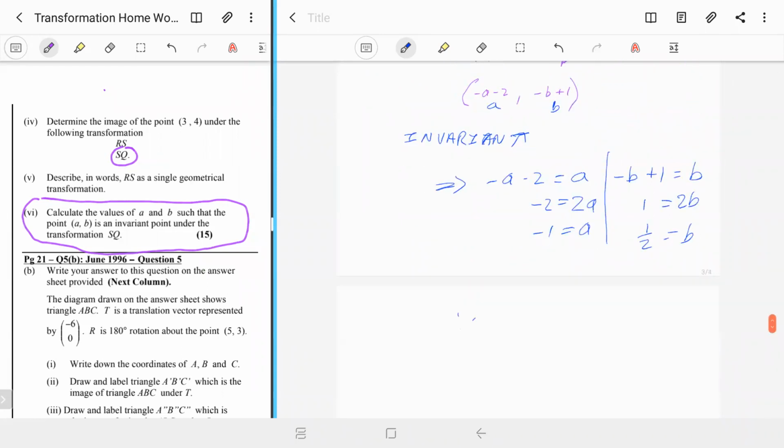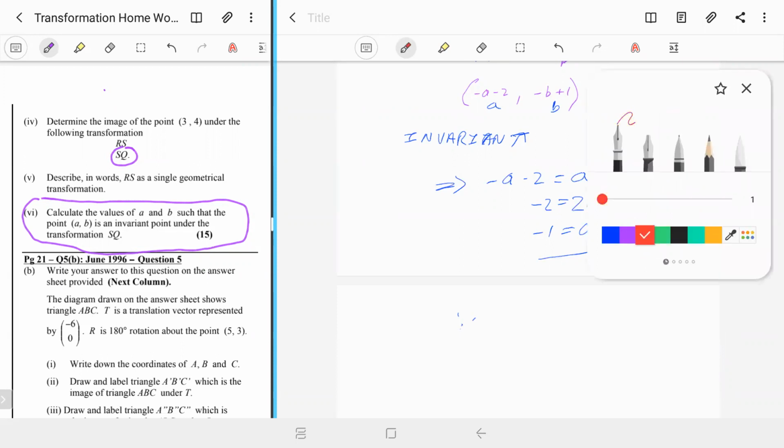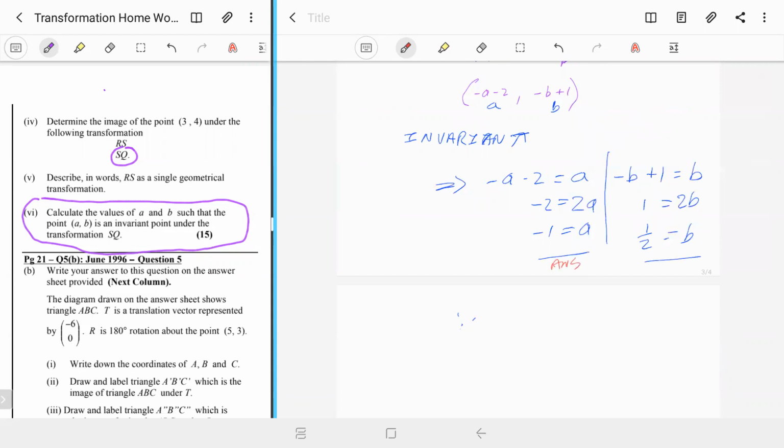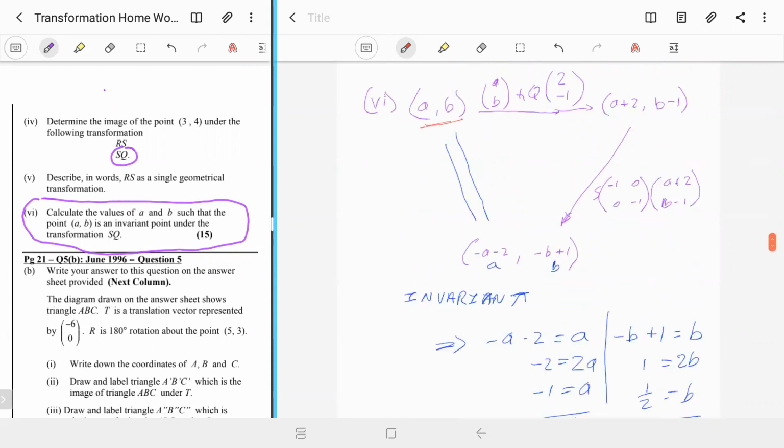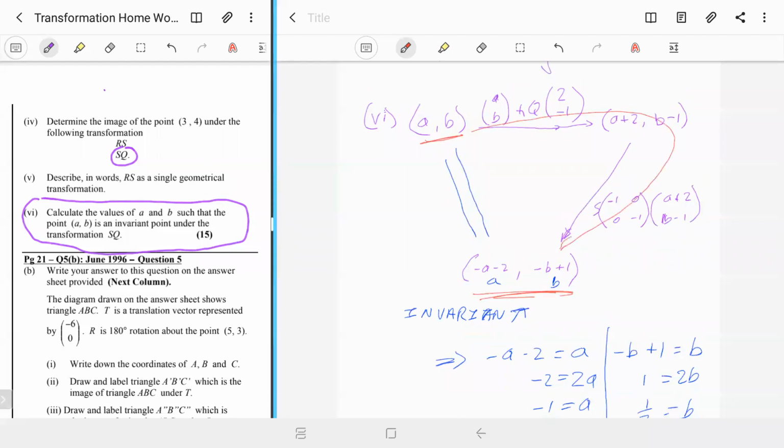And therefore, the values of A and B, that's the answer. This is A, and that's the answer for B. So this question tests your knowledge of the invariant point. After you carry through the transformation with the Q followed by the S, we end up with values equal to the ones where you start. That's where you solve the equation. They have to be equal because it's an invariant point, so the starting point and the ending point have to be equal.